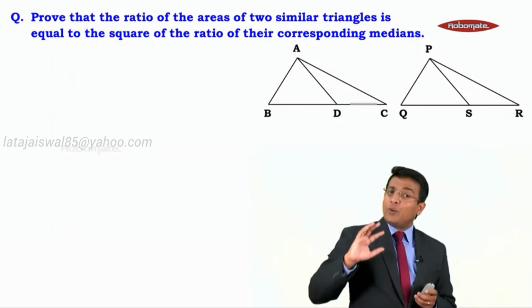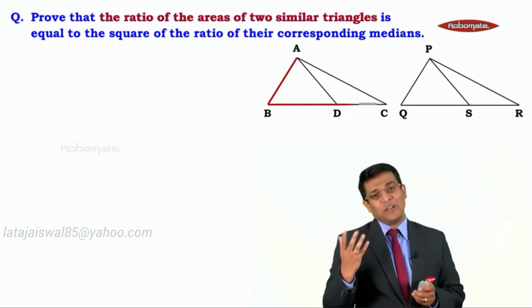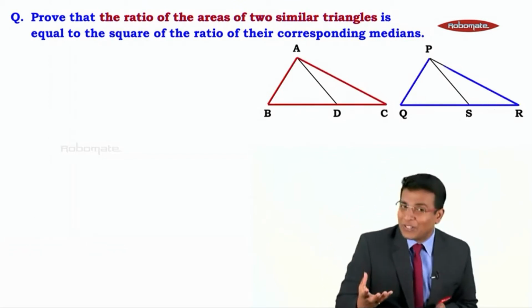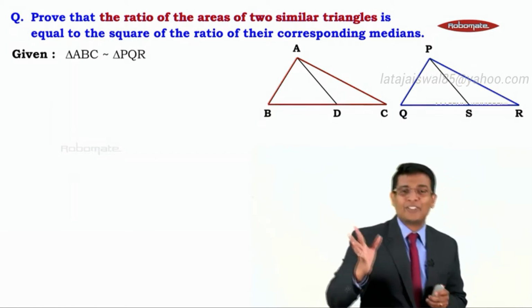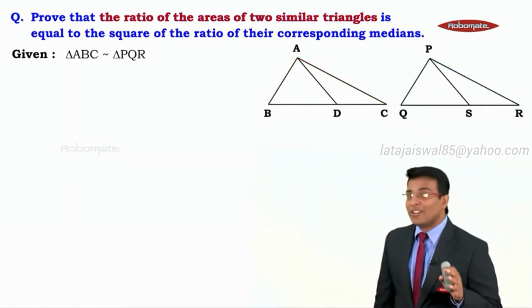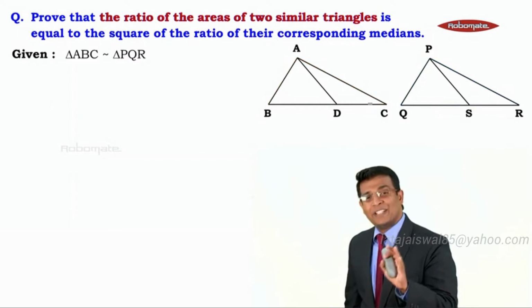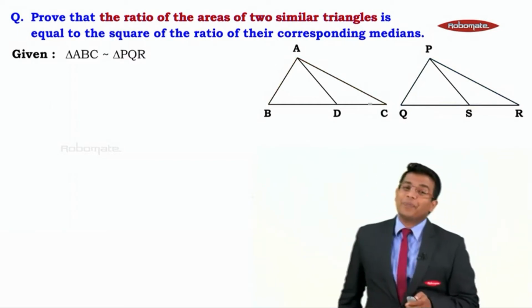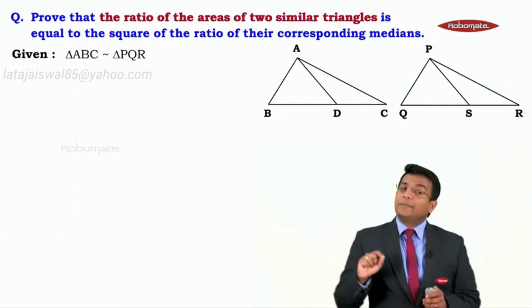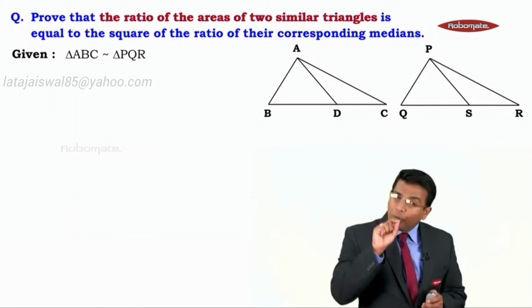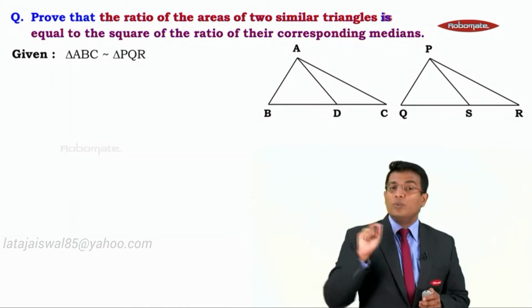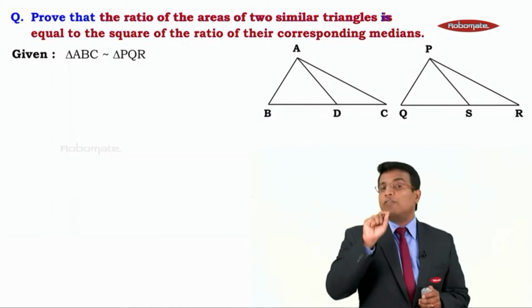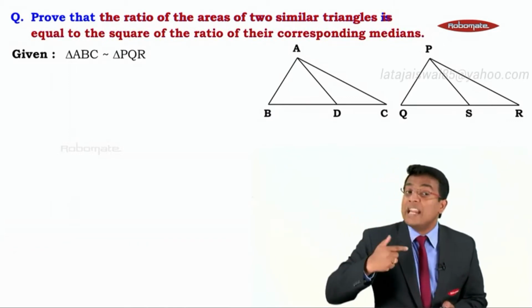Now here when we talk about two similar triangles, obviously we need to have two triangles which are similar to each other. So we have a triangle ABC and a triangle PQR which are similar to each other, given to us. So we write that in the given: triangle ABC is similar to triangle PQR, right? You have to prove that the ratio of the areas of two similar triangles is equal to the square of the ratio of the corresponding medians.